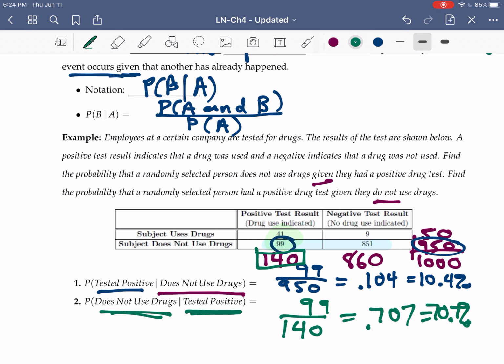So the order of that given matters. Also notice the second one says, if we know that someone tested positive using this particular drug test, 70% of the time that person did not actually use the drug. So if we had a company and we fired everyone that tested positive on this drug test, 70% of the people we fired would not have actually used the drug. Also, when we administer this drug test, out of all the people that don't use drugs, 10% of the time you're going to get a false positive.